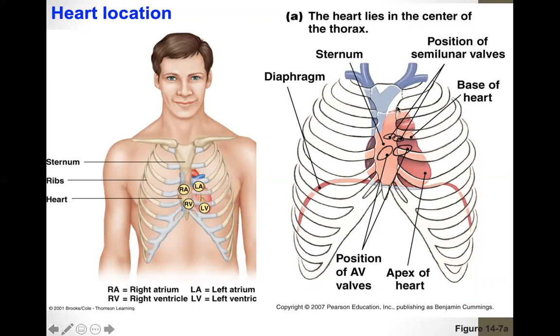And I like this picture over here to kind of show it. It is in the center, but it's slightly tilted so that our apex is a little bit more on our left. So you can kind of see the picture. It is directly behind our sternum and it's slightly tilted. So it's just rotated a little bit so that you have the apex here that's closer to the left hand side.